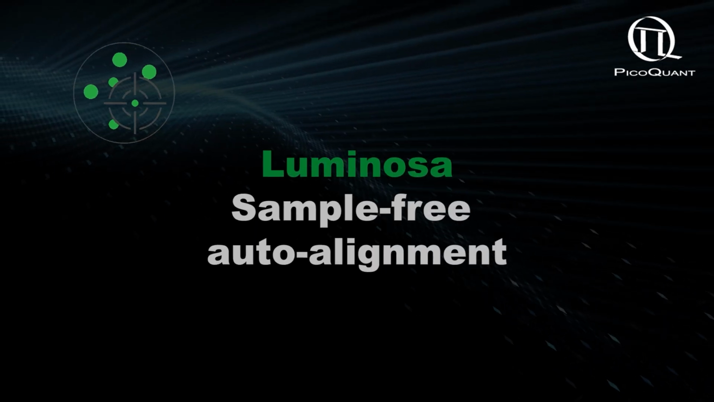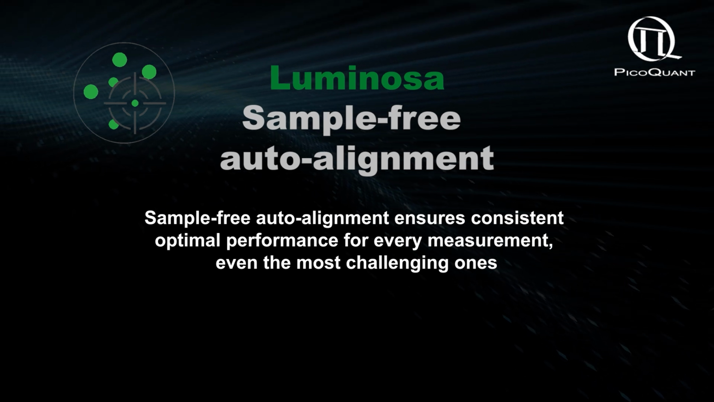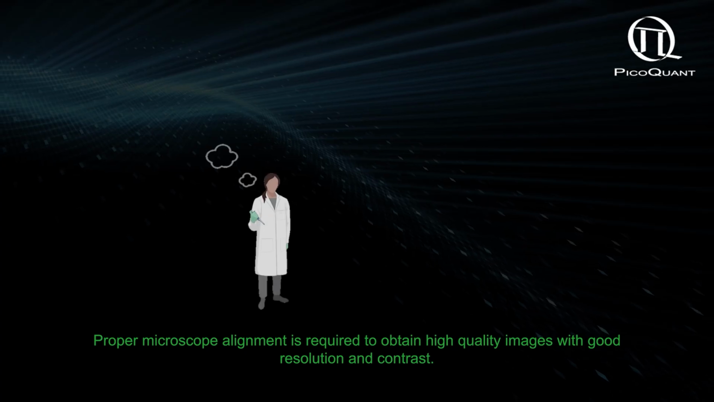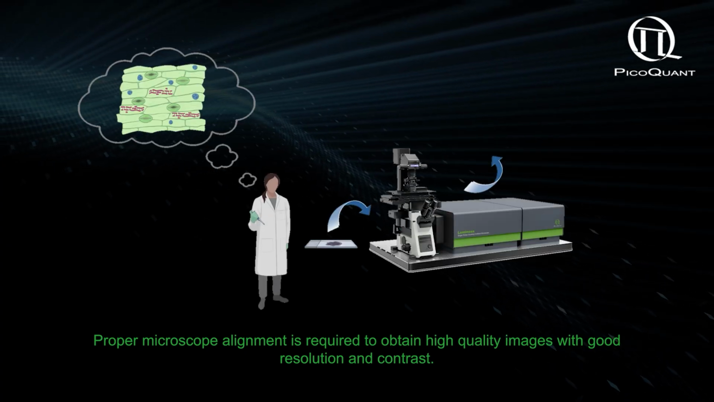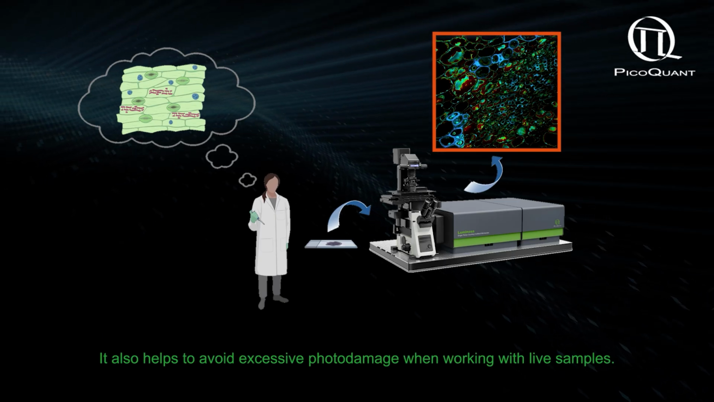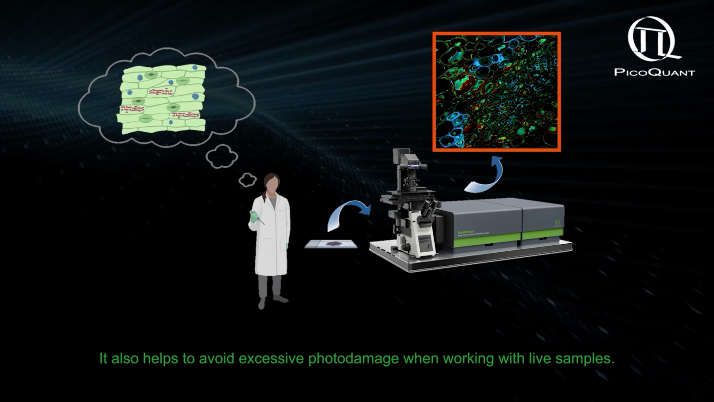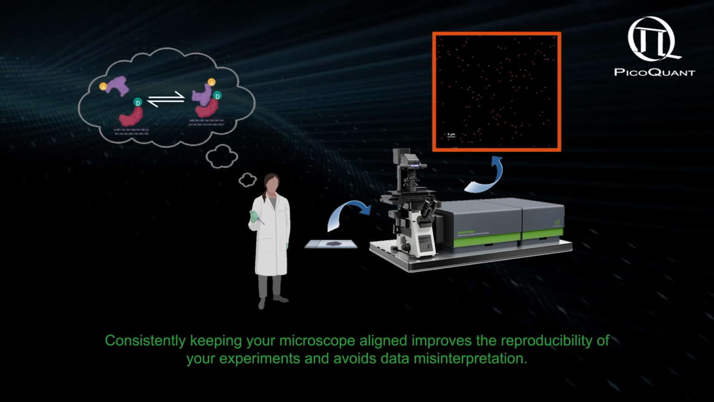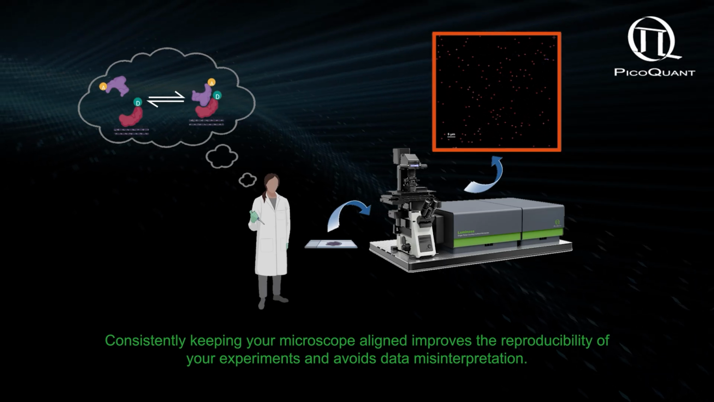Luminosa's sample-free auto-alignment ensures consistent optimal performance for every measurement, even the most challenging ones. Proper microscope alignment is required to obtain high-quality images with good resolution and contrast. It also helps to avoid excessive photo damage when working with live samples. Consistently keeping your microscope aligned improves the reproducibility of your experiments and avoids data misinterpretation.